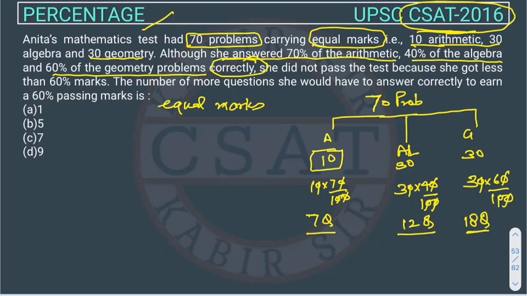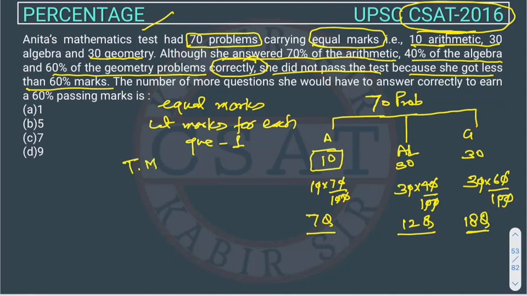So she solved 7 questions of arithmetic correctly, 12 questions of algebra, and 18 questions of geometry. Right. But she did not pass the test, because she got less than 60% marks. So we know all questions carry equal marks. So let's suppose the marks for each question is 1. So total marks will be, total questions are how many? 70. Marks for each question is 1. So it will be 70. You can take even 10 or 100, anything you can take. It won't make any difference.